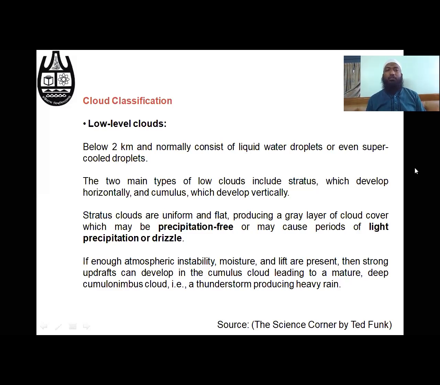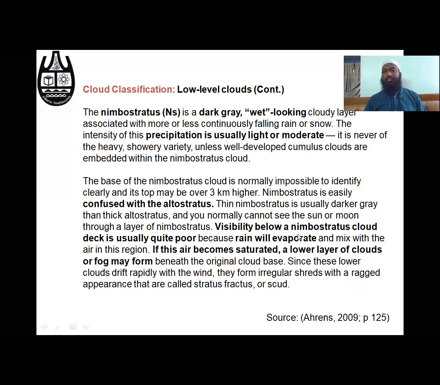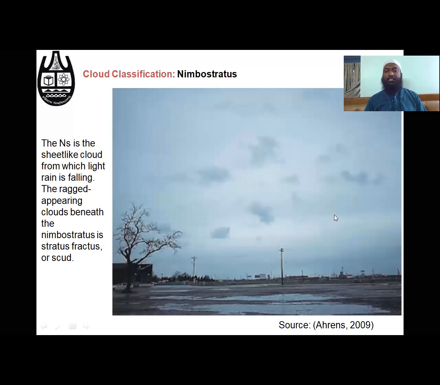So low level clouds are the clouds below 2 kilometers, and they normally consist of liquid water droplets, because their height is not extended much from the ground, so the temperature is not very cool here. So in most cases we expect water droplets rather than ice crystals. Sometimes the clouds can also be in the form of watery vapor or foggy conditions, so they don't give us much rainfall, or sometimes they can give us drizzle, that means very minute rainfall. So how can we differentiate them? We can differentiate five subclasses from them.